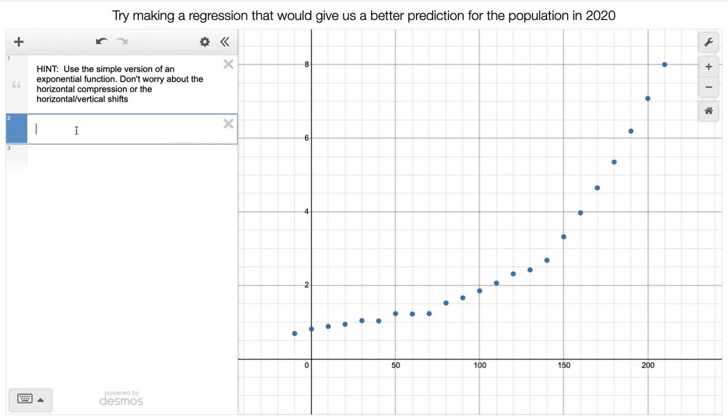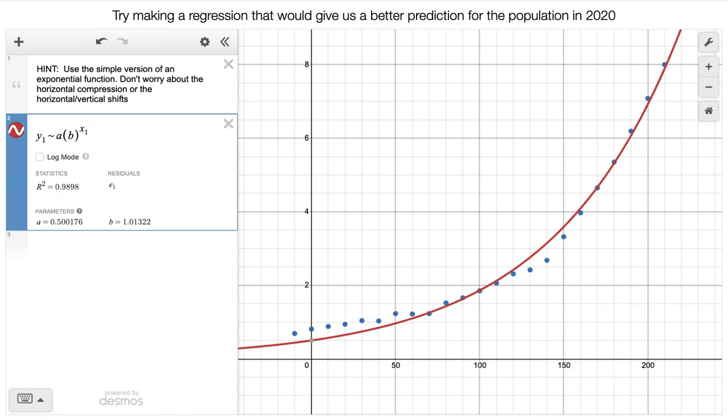We use Desmos in exactly the same way. We type whatever equation we want into Desmos, and using the variables that we typed into our table, it will figure out what the parameters are. In our last equation, that was m and b, the slope and y-intercept. In this equation, it'll be the coefficient and the base, a times b. It'll figure that out for us. So y1 is approximately equal to a times b to the x1. And the hint for you is, for an exponential function, don't bother with horizontal compression or vertical shifts. They're not really necessary. So keep it simple.